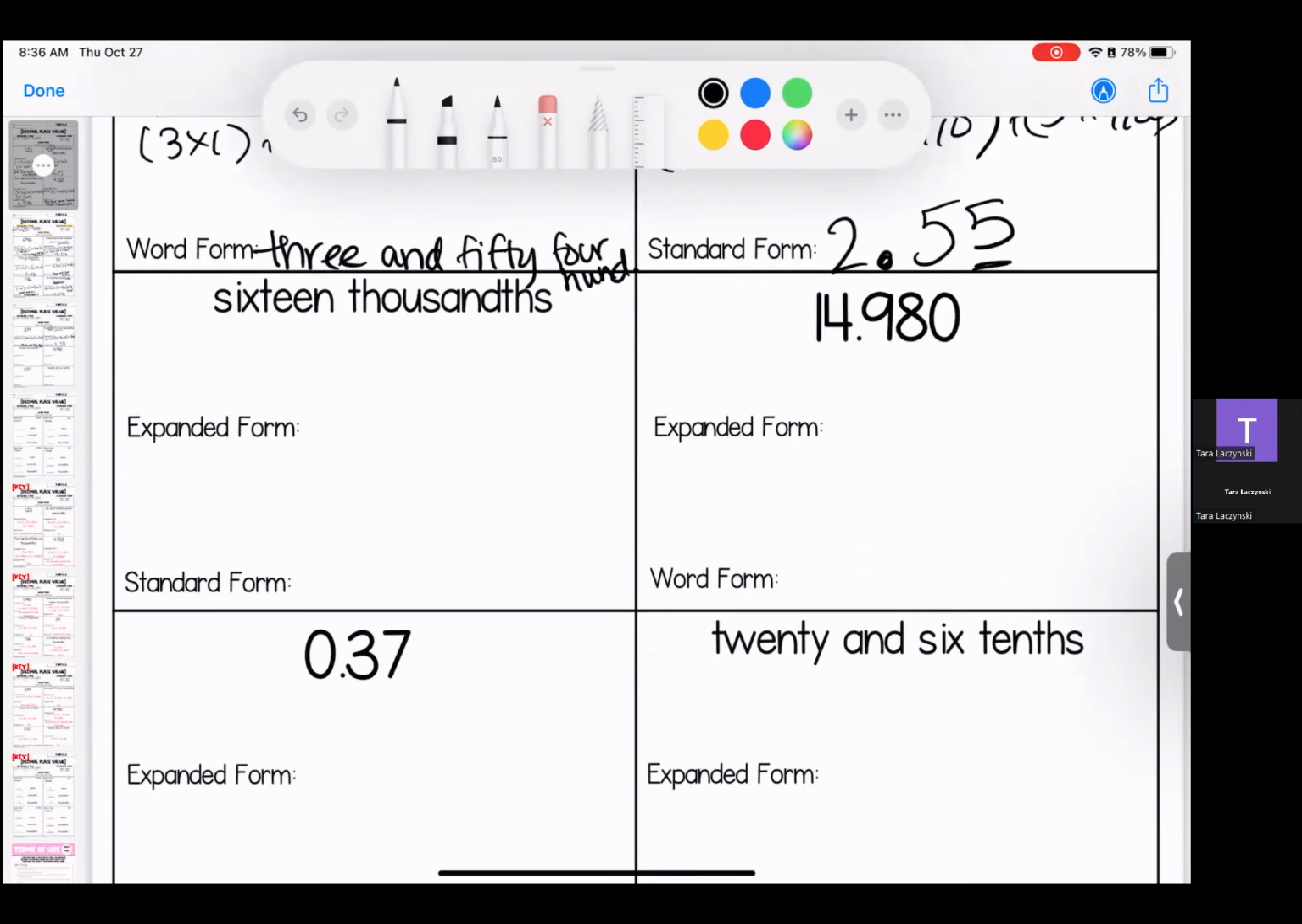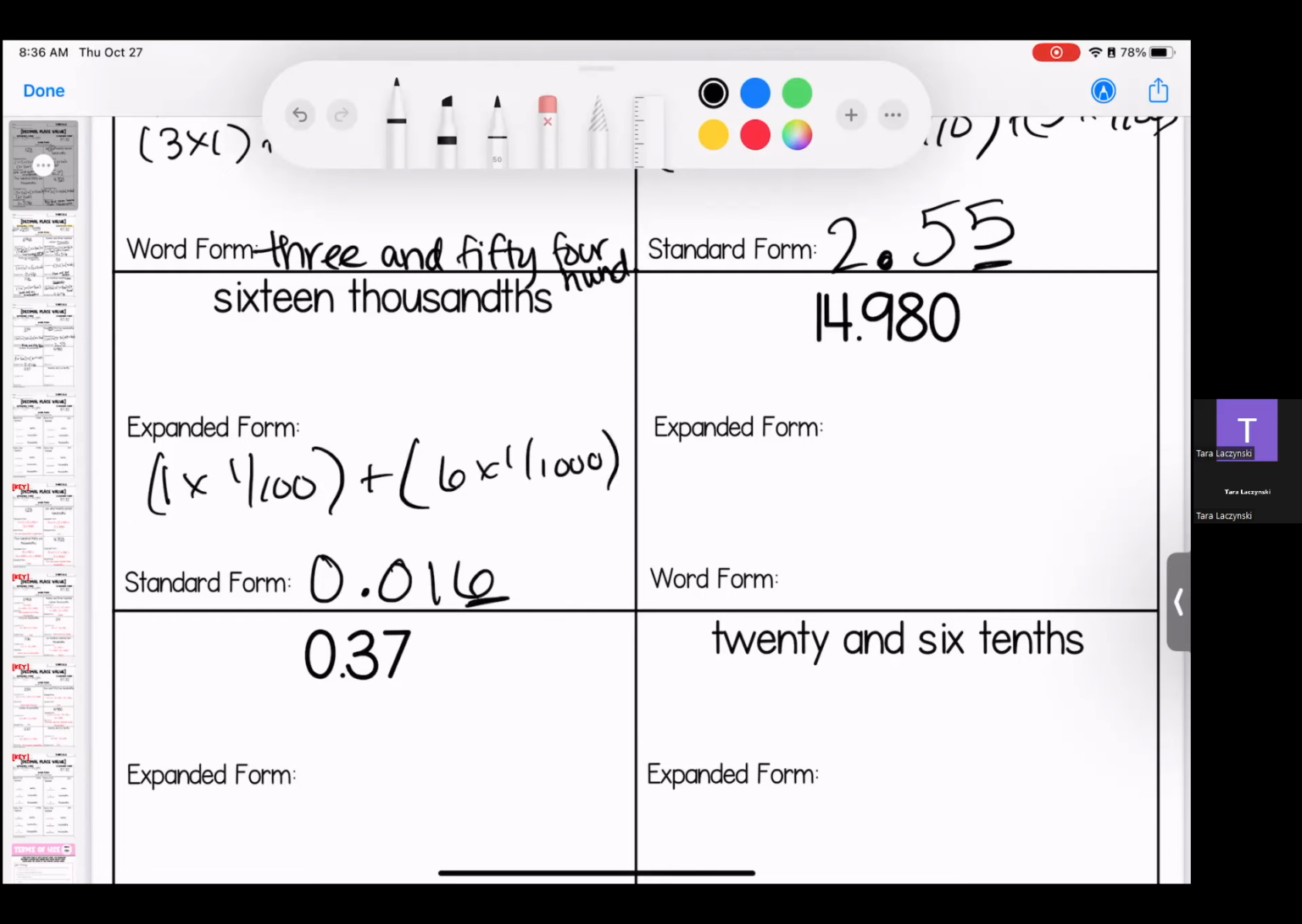16 thousandths. Be careful with that. We want this 6 to be in the thousandths place, which means we need to add a 0. 0/10ths, 1/100th, 6 thousandths, 16 thousandths. Expand it. We have 1 times 100, right? Nothing in the ones place, nothing in the tenths place, plus a 6 in the thousandths place.